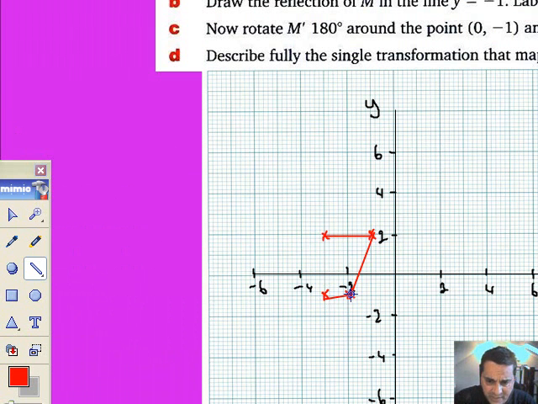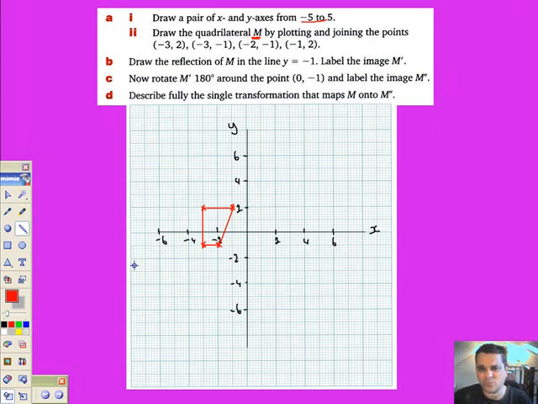Perhaps I should have paused the video to do this bit so you don't get too bored with watching me trying to work this pen facility. Okay, that's alright. Draw the reflection of M. Oh, by the way, this is now called shape M, so let's call it that.